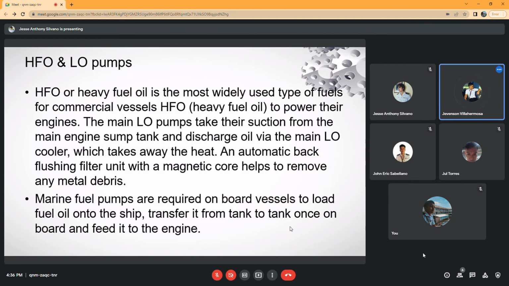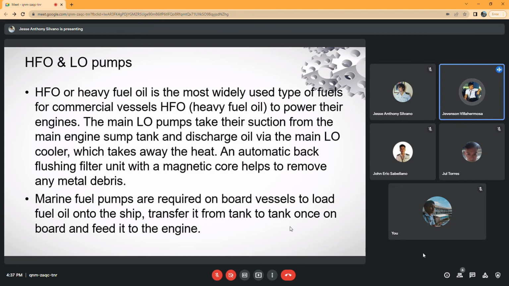Okay. The next topic is the HFO and LO pumps, or the heavy fuel oil and the lubricating oil pumps. So the HFO, or the heavy fuel oil, is the most widely used type of fuel for commercial vessels. They use HFO to power their engines.